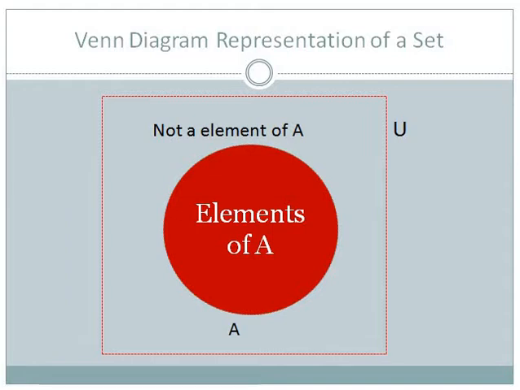So this is the Venn diagram representation of a set. By the circle we represent a subset of the universal set U, the subset A. Inside the circle lie all the elements of A, and outside the circle are all the elements that are not elements of A. By the rectangle we represent the universe, and by the circle we represent a set.